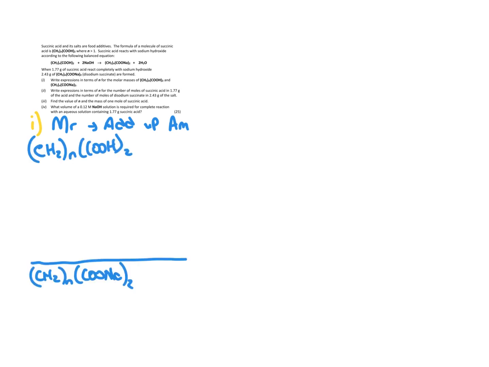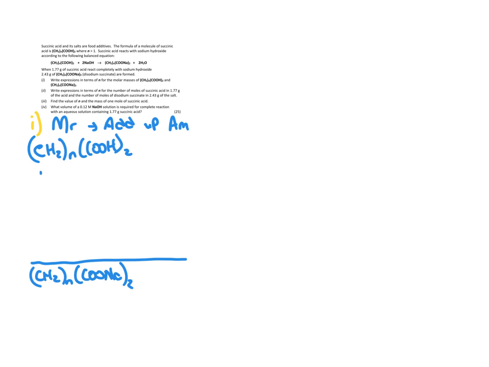In part 1, they ask us simply to write expressions in terms of N for the molar masses of our reactant and product, which is succinic acid and disodium succinate. So what I would say here is when they're looking for molar masses, they are simply looking for the molecular mass. Now we know to find the molecular mass of anything, you add up the atomic masses. So let's do that for each of our molecules, looking at the succinic acid first.